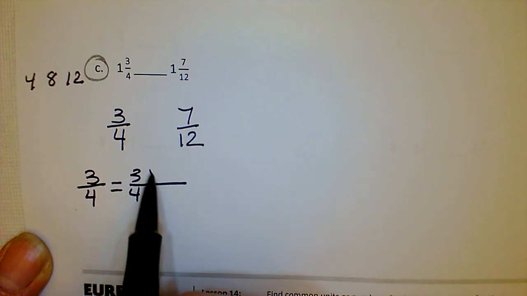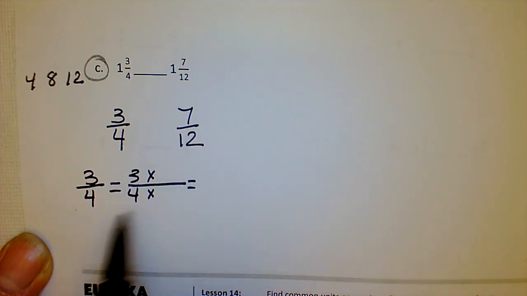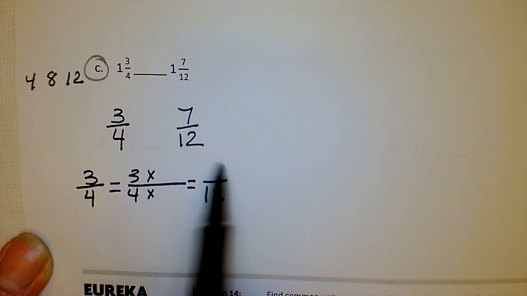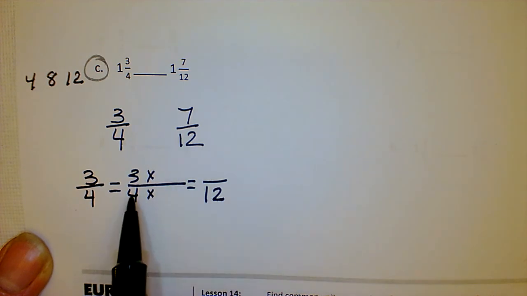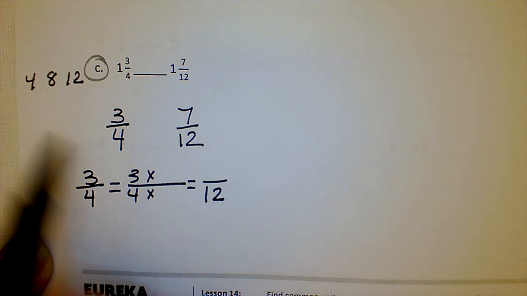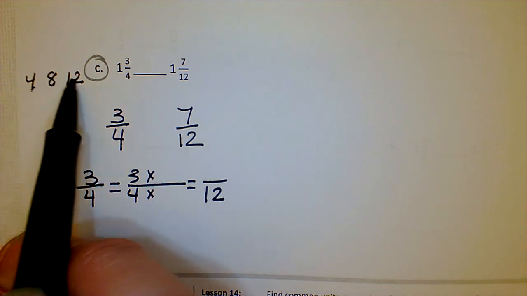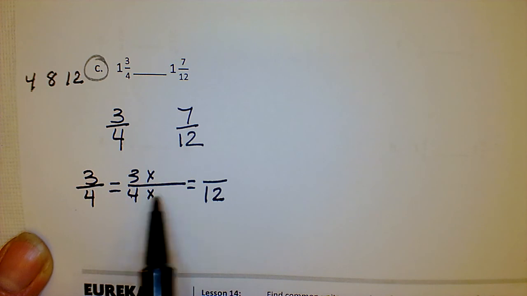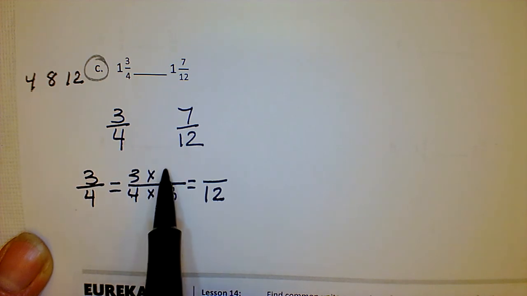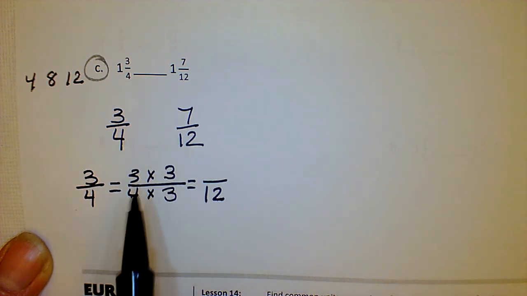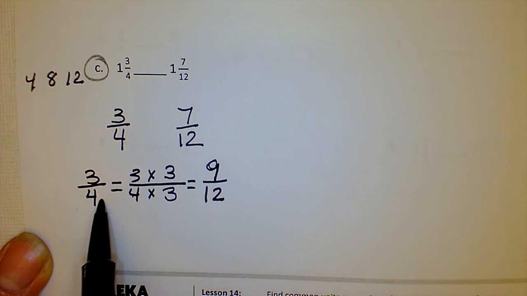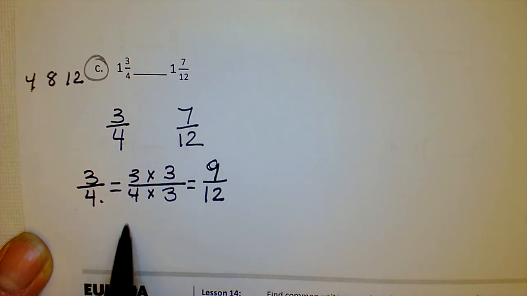So I'm going to write my original fraction. I'm going bigger, so I'm multiplying. And what I know is I want to turn my 4 into 12, so I write the 12 in. I don't write anything in the numerator. We have to figure that out. 4 times what is 12? Well, I can see it's 1 4, 2 4s, 3 4s. Or I could say 12 divided by 4 gives me 3. Whatever I do in the denominator, I do in the numerator. 3 times 3 is 9. So now what I know is that 3/4 is equivalent to 9/12.